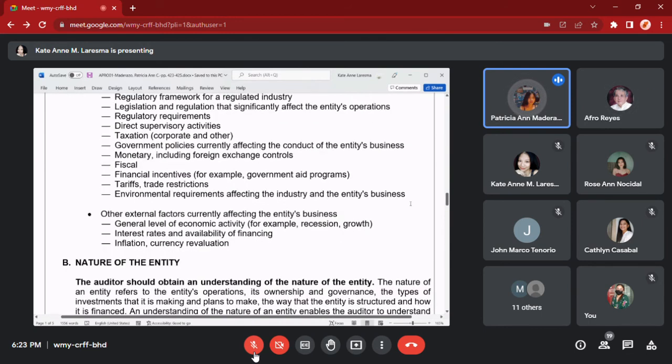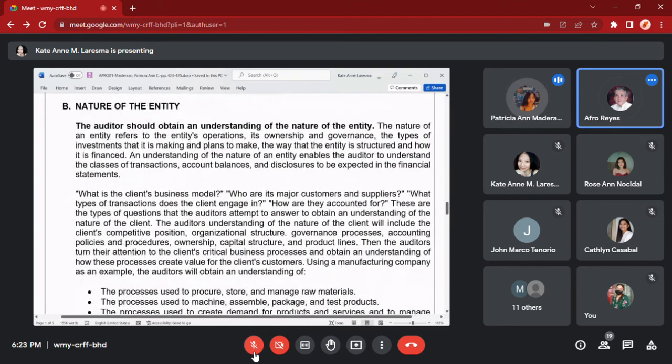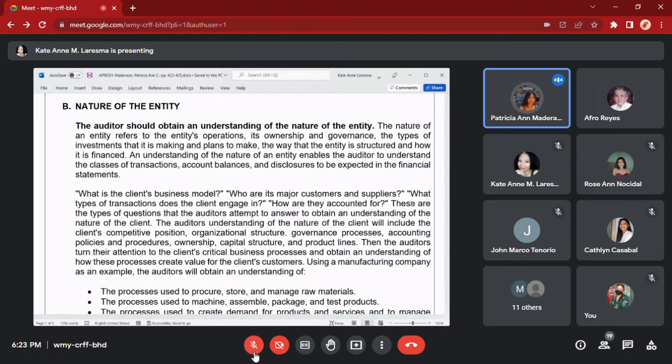Letter B, nature of the entity. The auditor should obtain an understanding of the nature of the entity. The nature of an entity refers to the entity's operations, its ownership and governance, the types of investment that it is making and plans to make, the way that the entity is structured and how it is financed. An understanding of the nature of an entity enables the auditor to understand the classes of transactions, account balances, and disclosure to be expected in the financial statements.